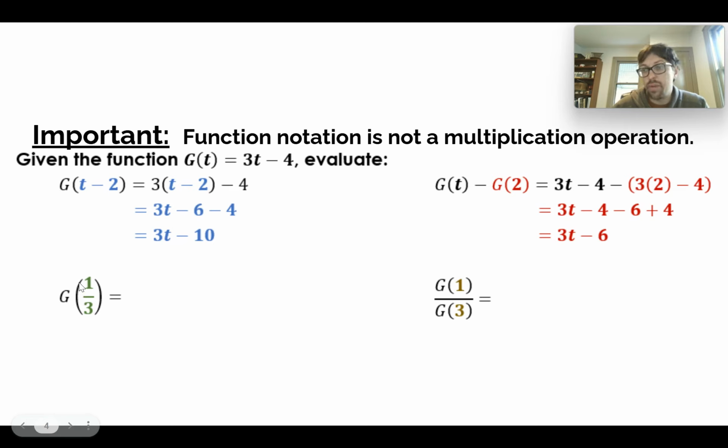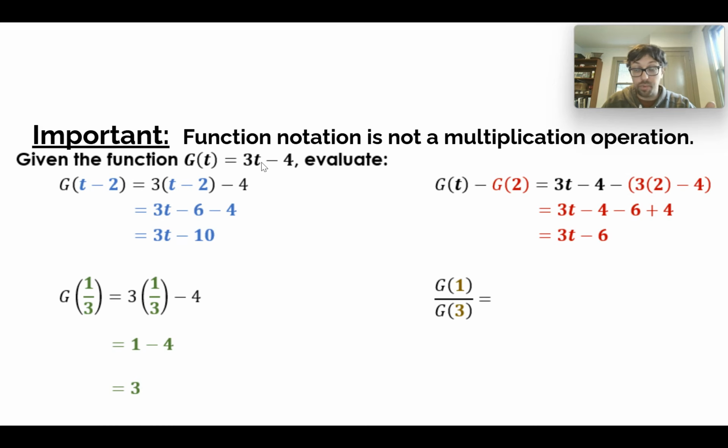We also can't distribute it to the top and the bottom, so these are going to also produce different things. If we wanted to do g of 1/3, we replace that t with a 1/3. So instead of a t, we get a 1/3. 3 times 1/3, that's going to be 1 minus 4. That gets us negative 3. If we do that separately and do the g of 1 and then the g of 3, we're not going to get the same thing that we got over here.